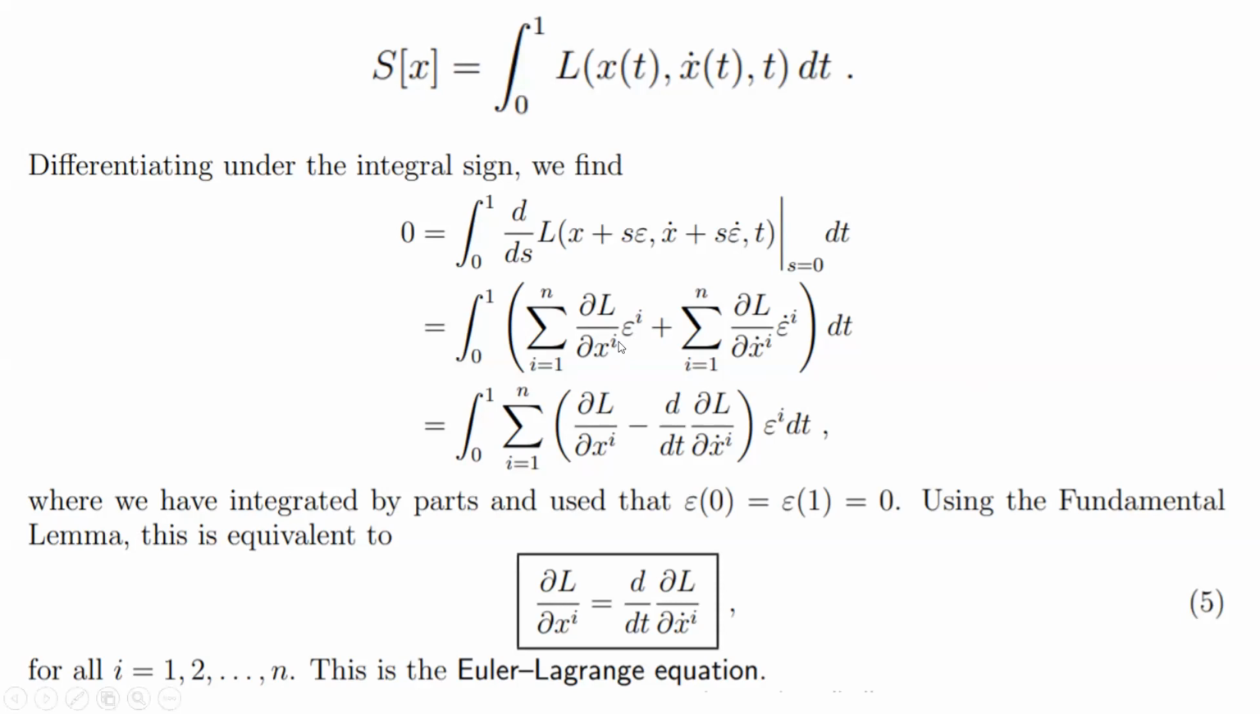Okay, well, the other thing is, notationally, I don't like this notation. This is not raising it to the ith power, this is the ith index. This is just the fundamental lemma. The only way this is going to work is if each one of these, for each choice of i, is equal to 0. And so these are the Euler-Lagrange equations. dL/dx_i is d/dt of dL/dx_i dot.